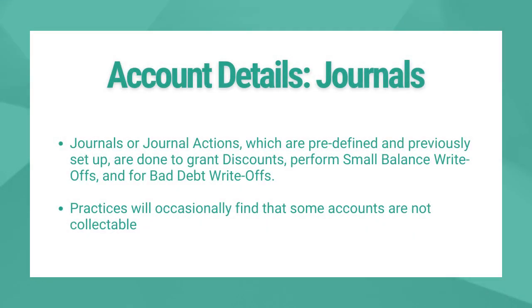Journals, or journal actions, which are predefined and previously set up, are done to grant discounts, perform small balance write-offs, and for bad debt write-offs. Practices will occasionally find that some accounts are not collectible, such as when a debtor has passed away, or oftentimes the expense incurred in retrieving funds will be more than the actual outstanding amount. Journals are not done to correct billing and receipting errors, as journals won't correct turnover and cash flow.